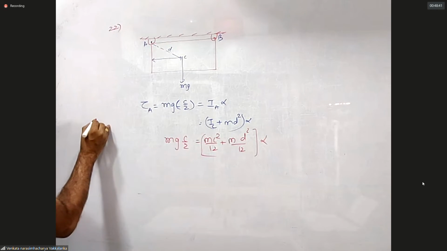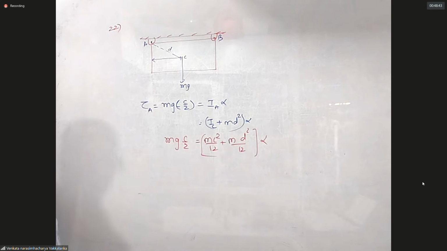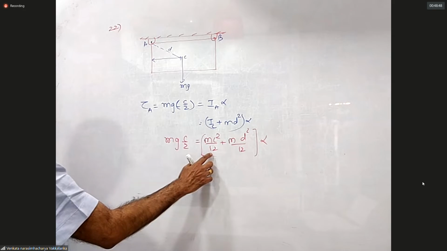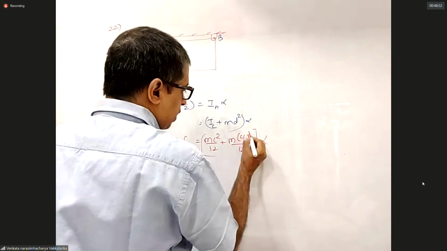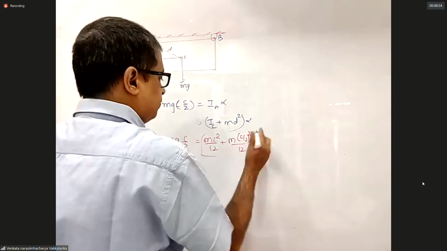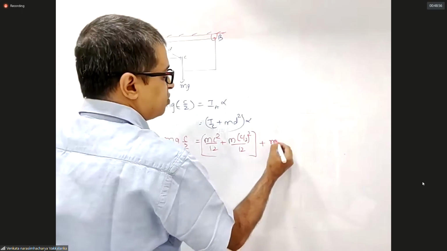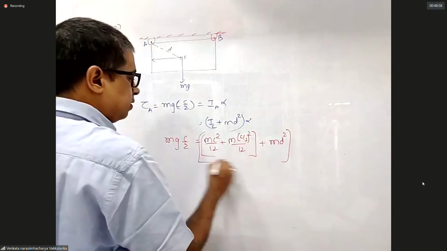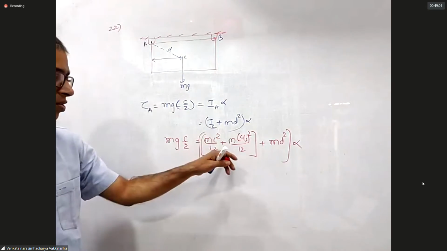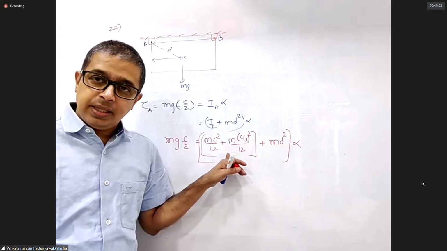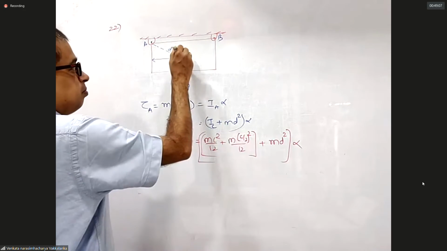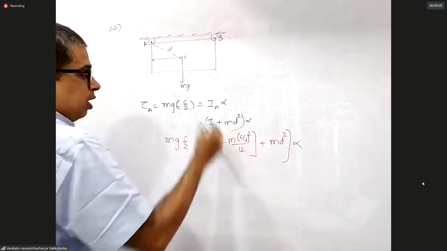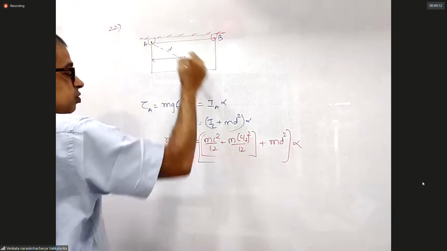But what about the other two, they will still remain, no? Because that is IC. This is a rectangle. So perpendicular axis theorem. C by 2 whole square. This is IC plus m into d square. I about C is ml square by 12 plus mb square by 12, bc by 2, L is C plus md square.